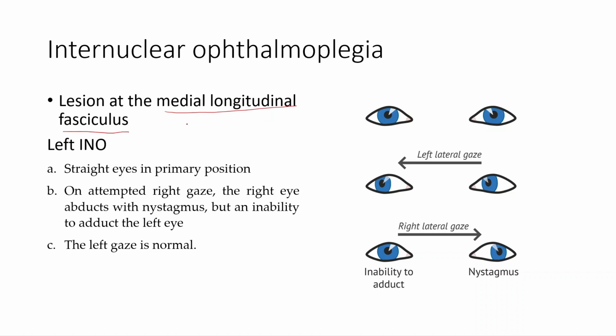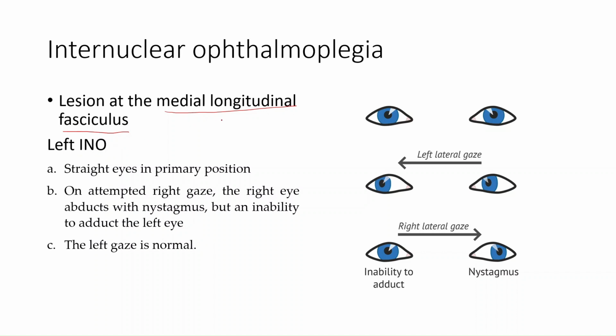Remember, this is a very myelinated tract, an interneuron connecting the ipsilateral sixth nerve with the contralateral third nerve. It is very close to the midline. So why am I stressing this midline? Because it is very common that you involve both sides. So when there is a small lesion involving just the left sided medial longitudinal fasciculus, just think about it. Let's see what happens in the left INO.